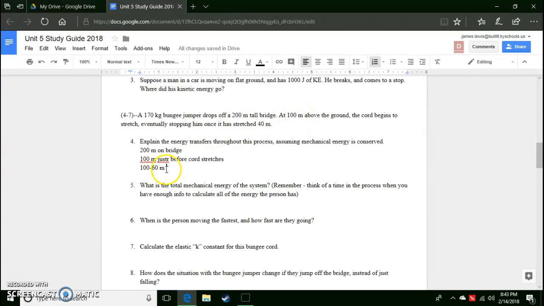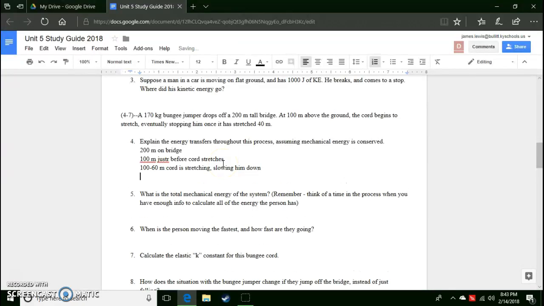So between those two spots, from 100 to 60, the cord is stretching, slowing him down. Okay, so that's happening. And then at exactly 60, so at 60 meters, he stops. And then about to spring back up.